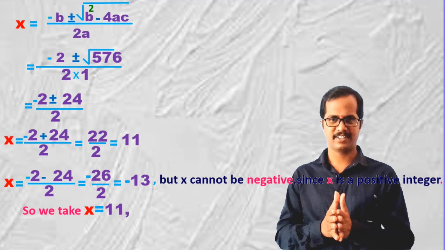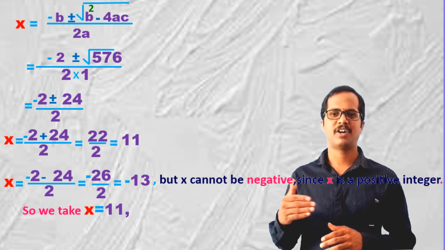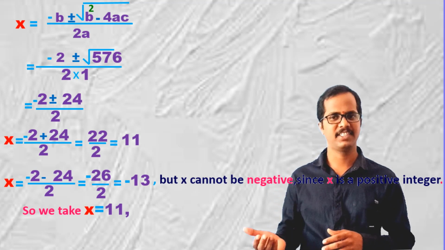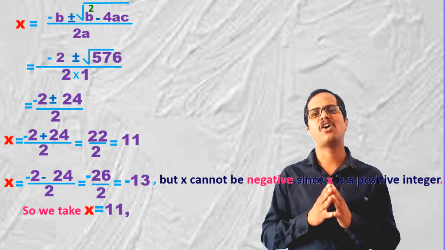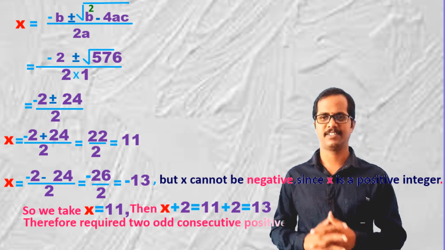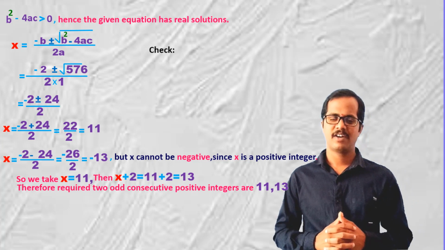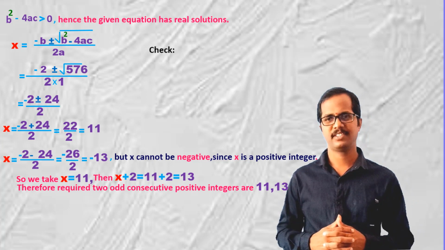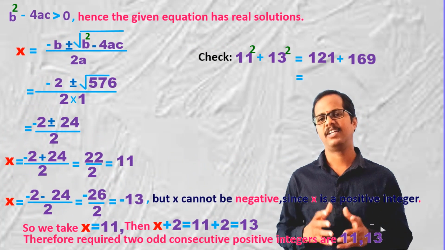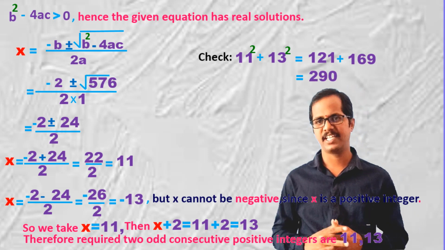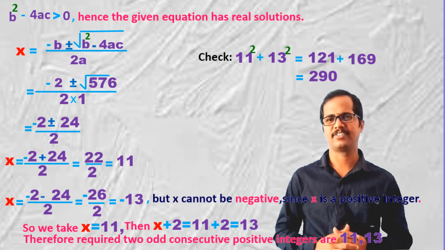So 11 is the first odd positive integer. Then the next positive odd integer which comes after 11 is 13. So 11 and 13 are the required consecutive odd positive integers in this case. We can easily check by squaring these two consecutive odd positive integers, 11 and 13. 11 square is 121, 13 square is 169, and 121 plus 169 equals to 290. So in this way we can verify the result also.